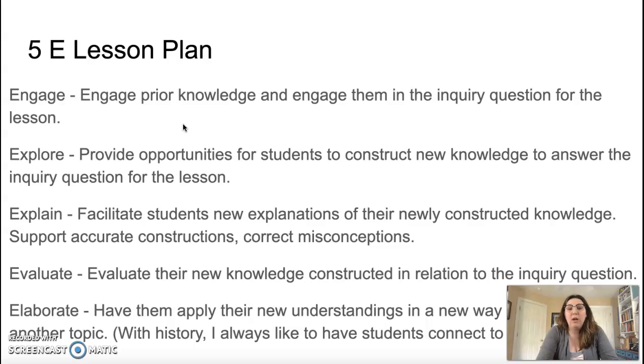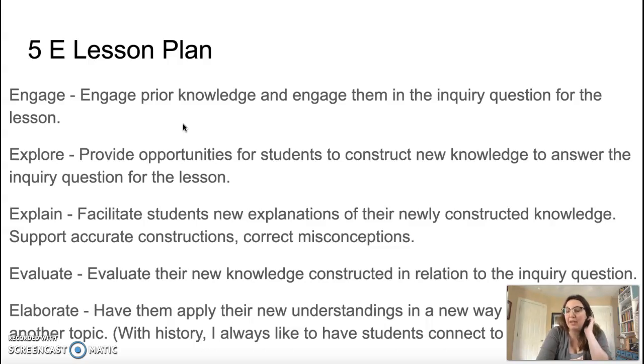And then evaluate, we want to evaluate what new knowledge they've constructed in relation to that inquiry question. So just like we were assessing in the 6-step lesson plan, you're going to assess the new knowledge they've constructed here. So again, that should be an open-ended question, an open-ended opportunity for them to do that. Maybe it's a quick write or a graphic organizer, but it should be directly related to that inquiry question.